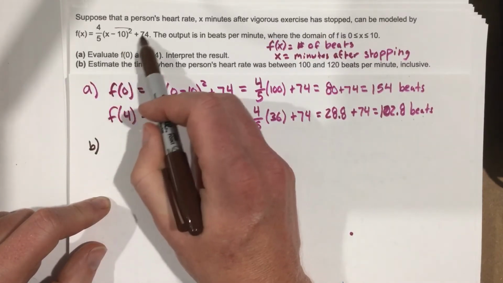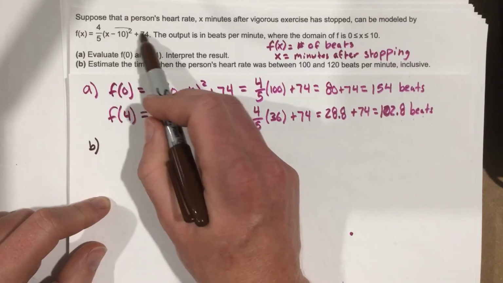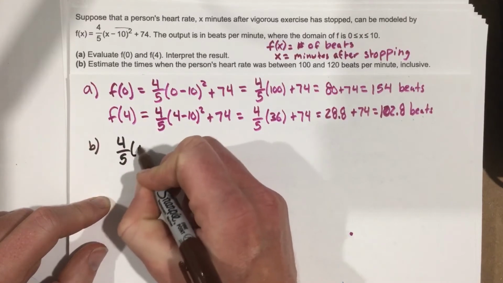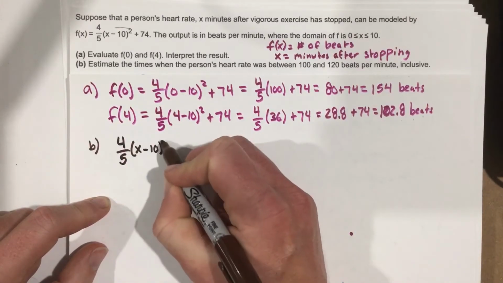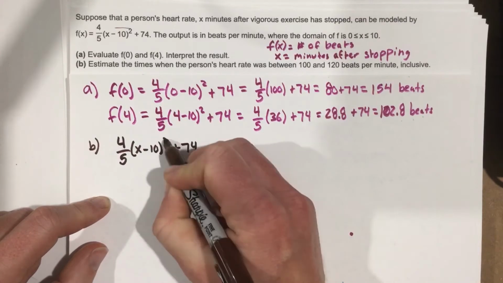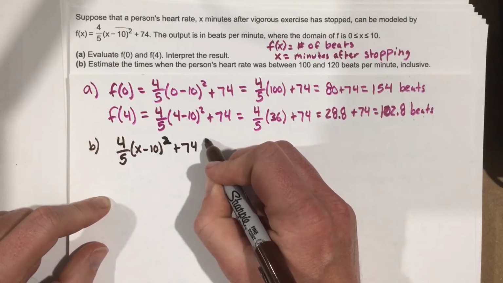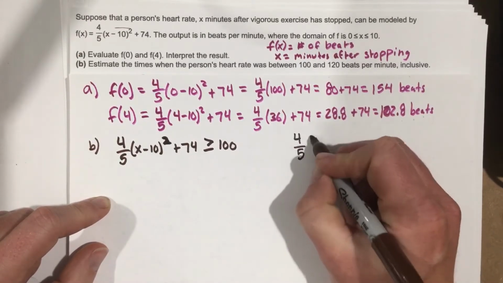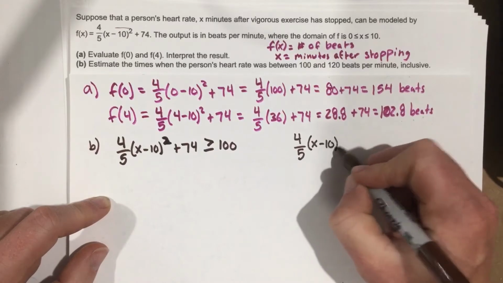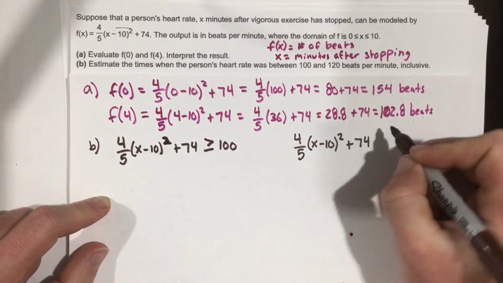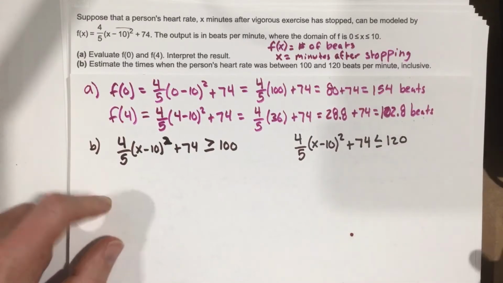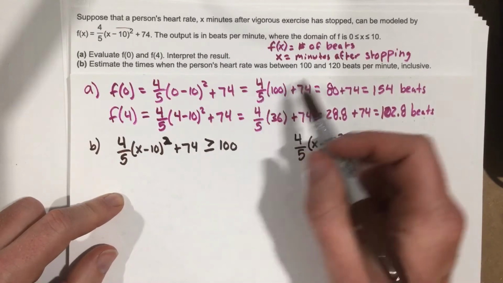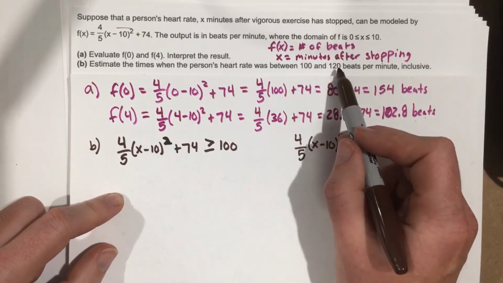So let's first of all say that this function has to be greater than or equal to 100. So we're going to say 4/5 (x minus 10) squared plus 74 has to be greater than or equal to 100. And let's also do 4/5 (x minus 10) squared plus 74 is less than or equal to 120. So what we're doing is trying to figure out when this person's heart rate is between 100 and 120. That's our goal.